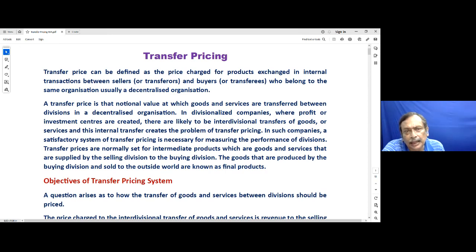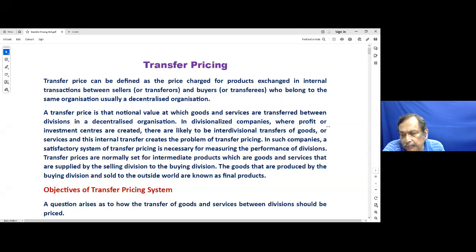Now, before I come to transfer pricing, this is a very, very important topic as far as the examination is concerned. And let me tell you some concepts with reference to transfer pricing. You see, pricing may be of two types. One is called product pricing. Another one is called transfer pricing.